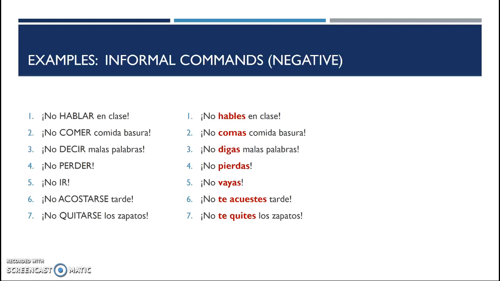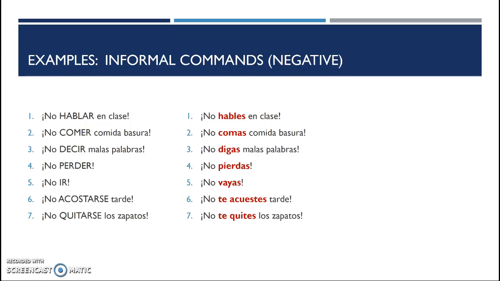No perder. Well, perder is a stem changer, and stem changers are caught in that yo form. Pierdo. We drop the o. No pierdas. Number 5. No ir. Ir would go to voy. That should tell us something right off the bat. Ir is an irregular. It's part of DISHES. So we go straight to the irregular form, no vayas.